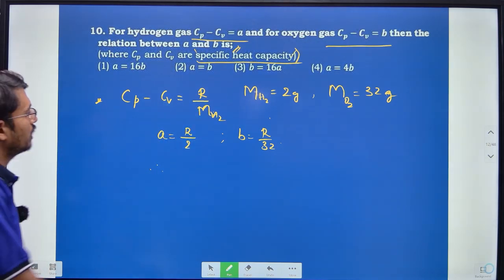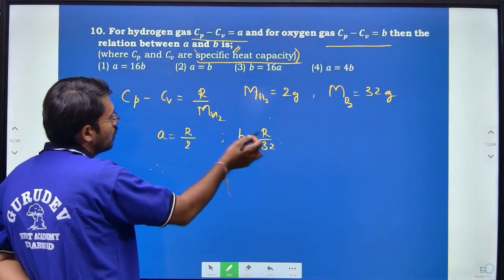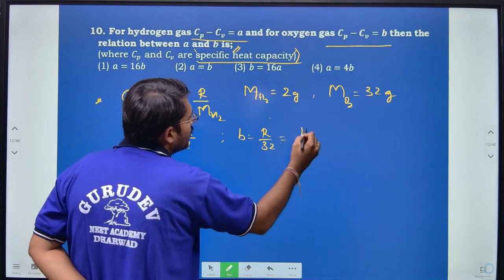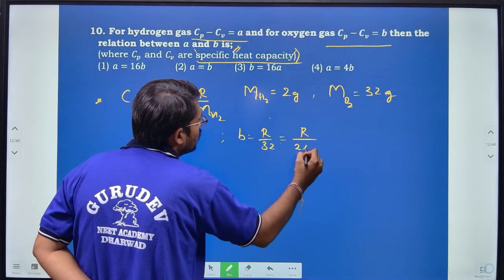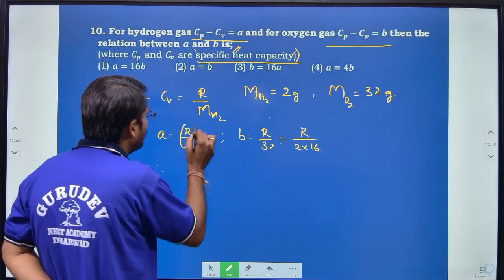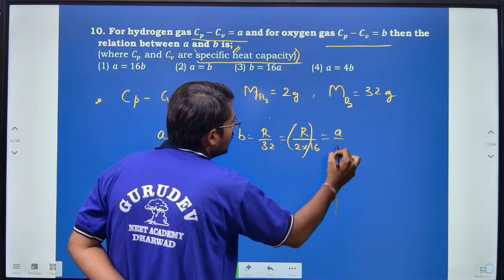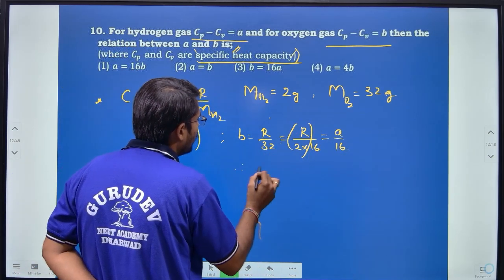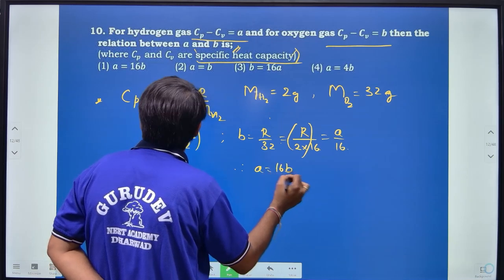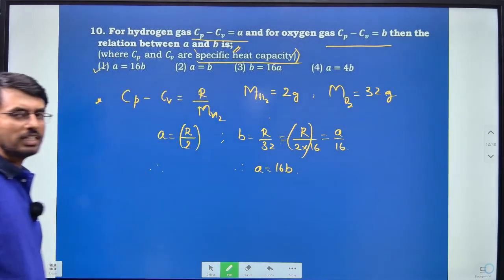So therefore, what can we write? You can just look at this. R by 32, I can rewrite as R divided by 2 into 16. What is R by 2? R by 2 is A. So this can be written as A divided by 16. Therefore, A equals 16 times B. Option A is the right answer.